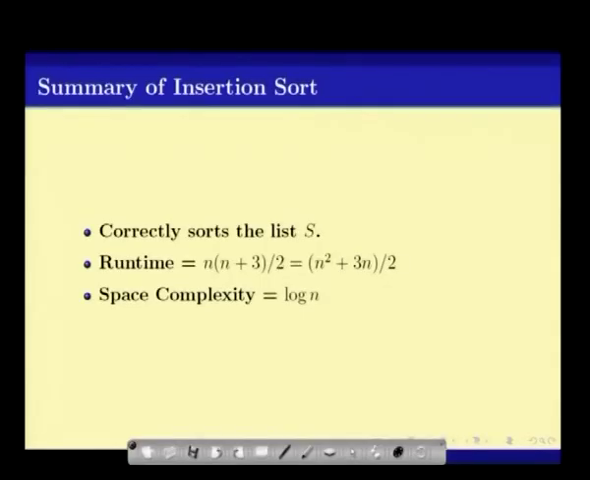The summary of insertion sort was that it does give the right output, that is, it correctly sorts the list S. The runtime, or the number of steps made by insertion sort, was something of the form n square plus 3n by 2, and the space complexity was actually constant, meaning we have not used any additional space, but we of course need some space to maintain our registers, like when we say for all i equals 1 to n, we have to maintain that i, and for that we need log n bits of memory. So, the space complexity is log n.